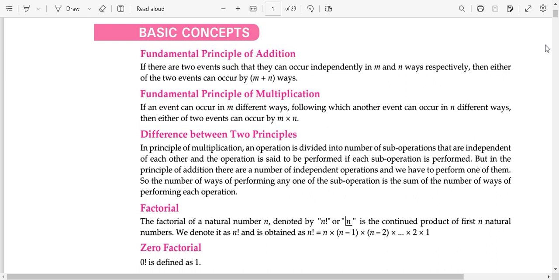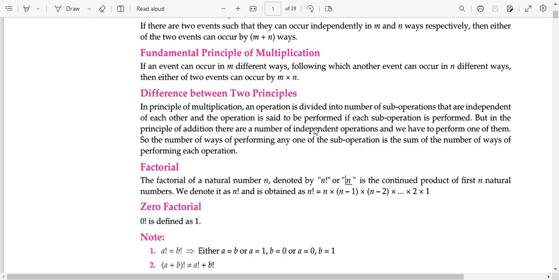Second, the difference between the two principles. In the principle of multiplication, an operation is divided into a number of sub-operations that are independent of each other, and the operation is said to be performed if each sub-operation is performed. But in the principle of addition, there are a number of independent operations and we have to perform one of them. So the number of ways of performing any of the operations is the sum of the number of ways of performing each operation.